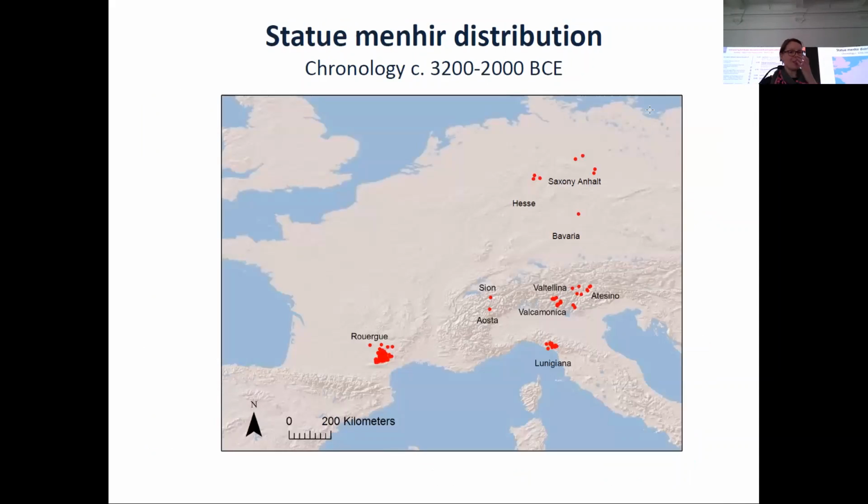So before I go to Sion, actually, I want to take us a little bit further east to the Atesino area. And this map shows the distribution of many different statue menhirs across Europe. I want to do this because I want to think about the cloth culture of a different group of statue menhirs before we think about the Bell Beaker in particular.